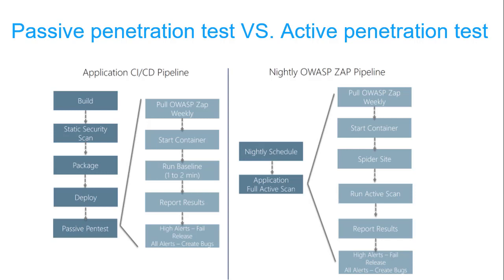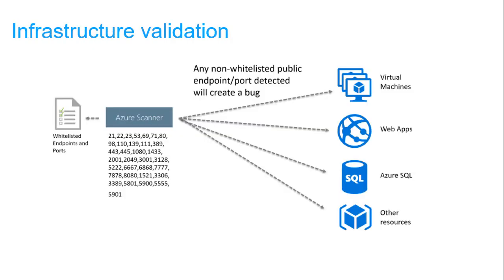long-running process. The nightly OWASP ZAP can spider the website and run the full active scan to evaluate the most combination of possible vulnerabilities. Besides validating the application, we need to validate the infrastructure as well to check for any vulnerabilities. When we're using public cloud, we must validate that everything has been done securely. For example, to ensure non-whitelisted public endpoints or ports have been detected. We can use Security Center or Azure policies for this validation, and if there is any violation, this will raise an infrastructure issue or bug.